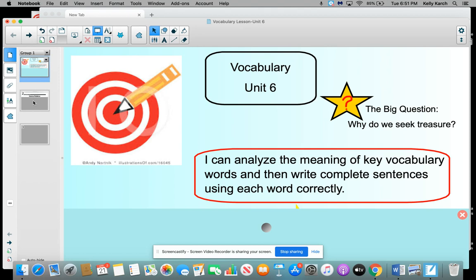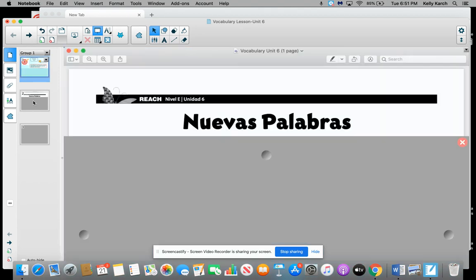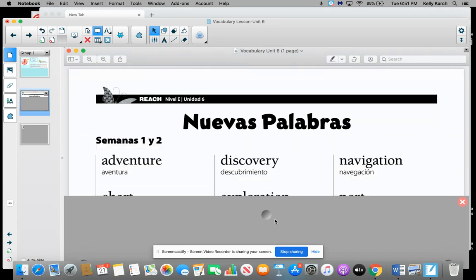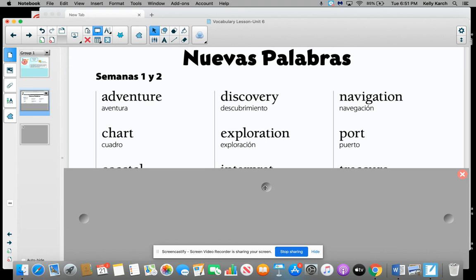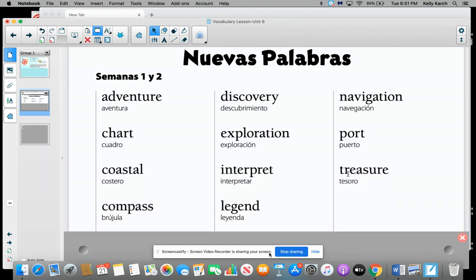As part of this lesson, we've included a couple different resources for you to use. The first is your new words list, Nuevas Palabras. And I want you to notice that we are just focusing on the words for weeks 1 and 2, semanas una y dos. So we'll be working with words just from the first half of this page. First, let's preview the words, and then we'll take a look at the other resources that we have that will help us complete this activity.